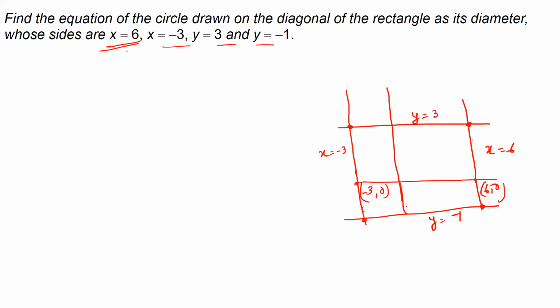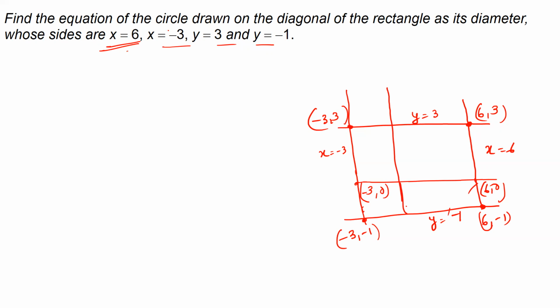So if I solve this line and this line to find out the intersection, I'll be getting 6 comma 3, because x is equal to 6 and y is equal to 3 will be the solution of these two straight lines. Similarly, if I solve these two lines, this one and this one, I'll be getting the point to be 6 comma minus 1. Similarly, this point will be minus 3 comma minus 1, and this point will be minus 3 comma 3. So these are the 4 endpoints of my rectangle.